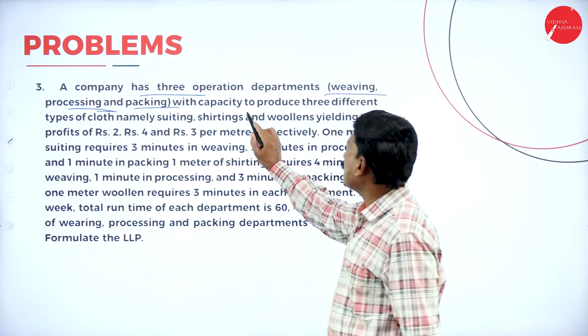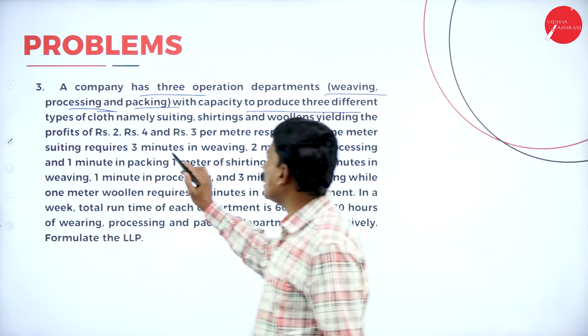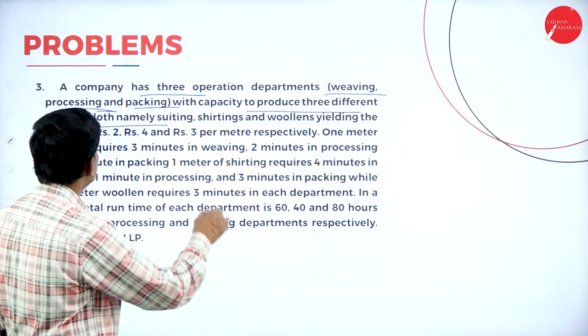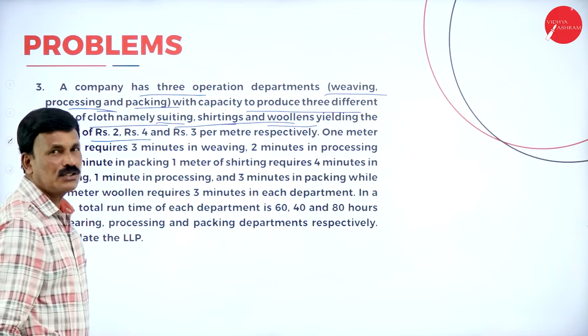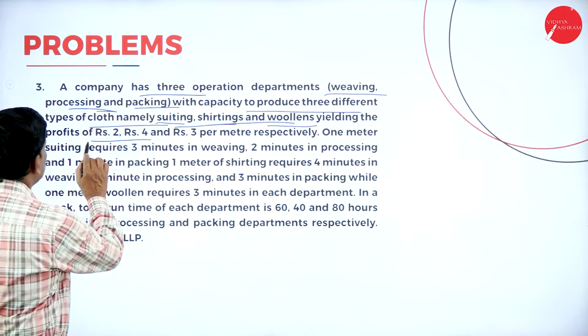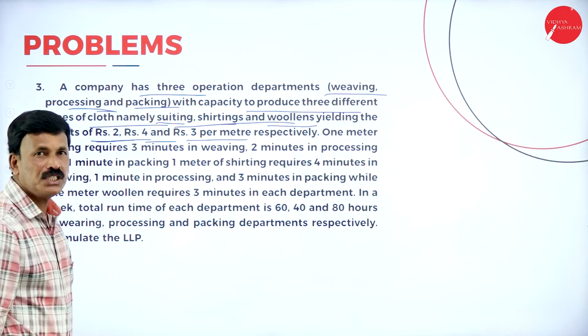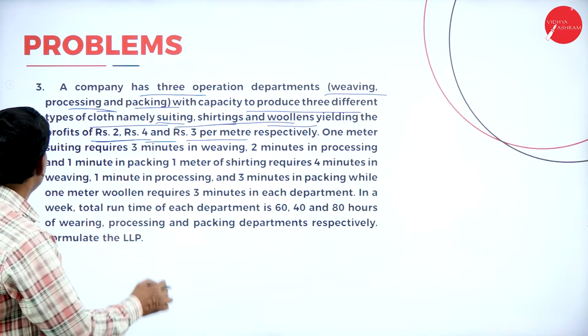With a capacity to produce 3 different types of cloths. They are shooting, shirting and woolen, yielding the profit. Again, it is a profit, so the objective function is the maximization, maximum P. Yielding a profit of rupees 2, 4 and 3 per meter respectively.